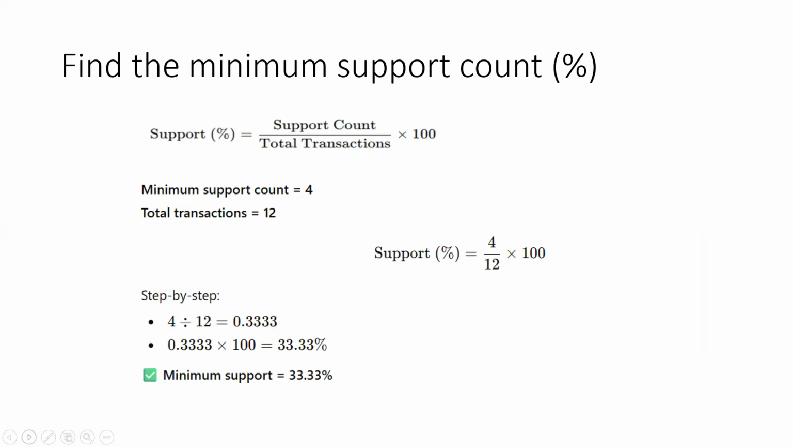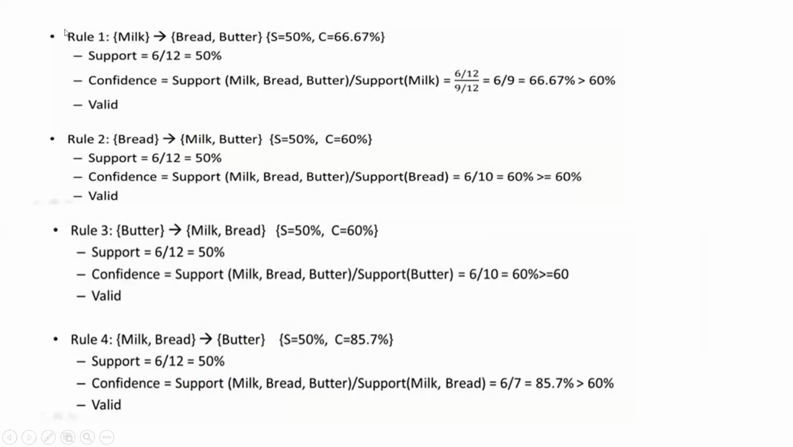Now we'll go for the first rule. First rule is milk to bread and butter. I have written only the final answer here, don't be confused. Milk to bread and butter. So we will find out the support and confidence. Support is I divided by total transactions. That is the formula. I means bread, butter, milk. How many times did bread, butter, milk come here?